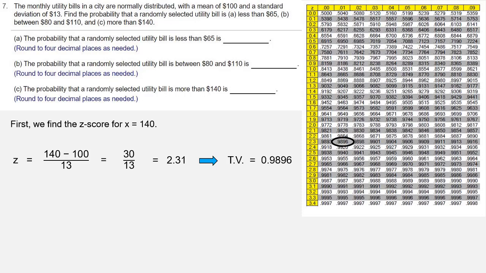0.9896. Because we're looking for greater than area, we have to do 1 minus the table value. So the probability that x is more than $140 is 1 minus 0.9896, which is 0.0104. That's your answer to part C, and those are your answers.